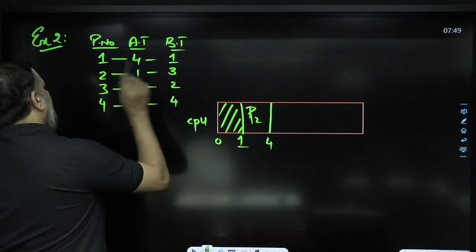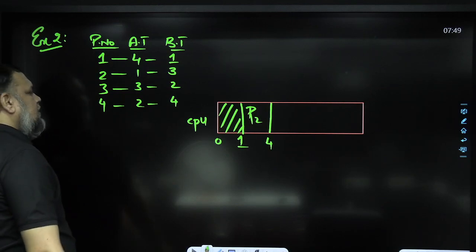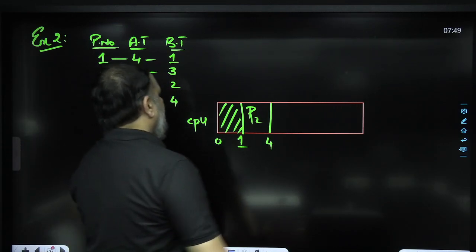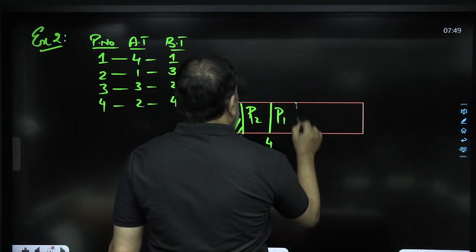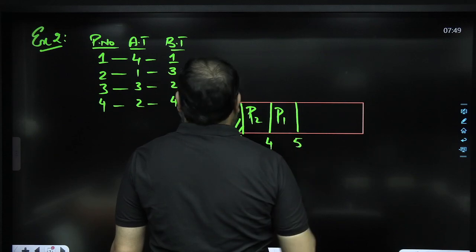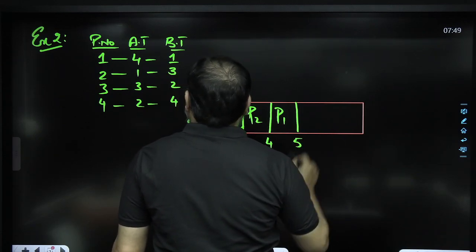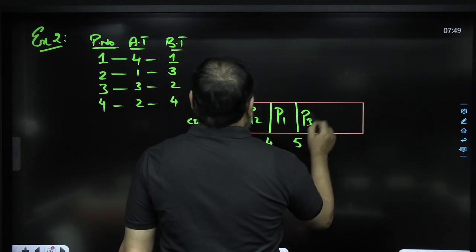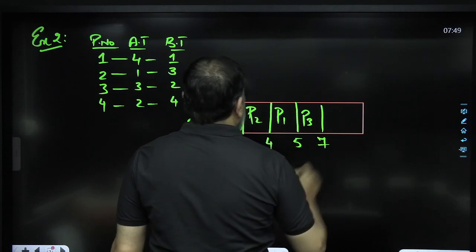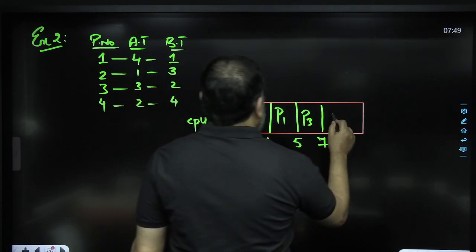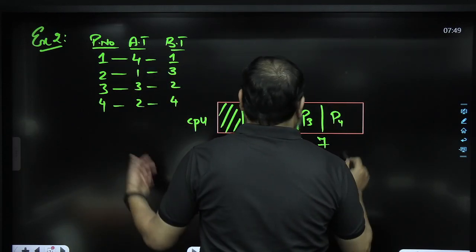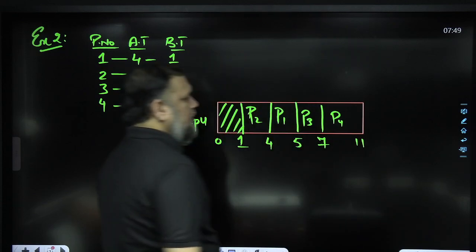Now by this time all remaining processes have made their entry. So who has the least burst time? P1 has the least burst time. So now P1 will take charge, completing at time 5. Followed by whom? Followed by P3. P3 needs 2 units of time, completes at time 7. And then finally, P4 takes charge, needs 4 units, so it completes at time 11.